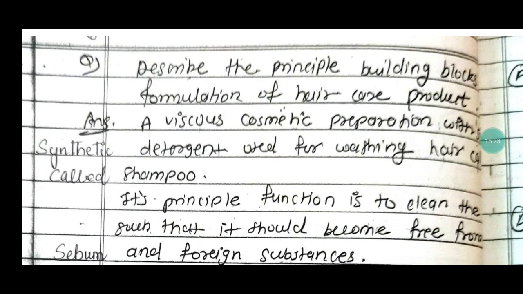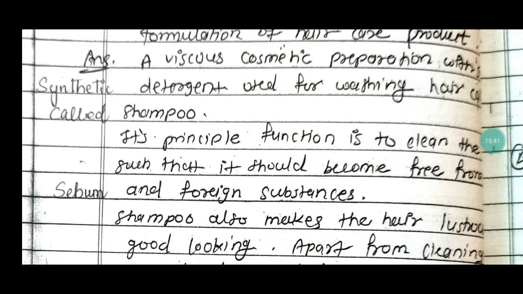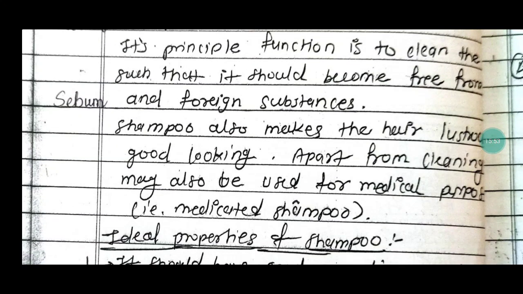So the next question: describe the principal building blocks for the formulation of hair care products. A viscous cosmetic preparation with synthetic detergent used for washing hair is called shampoo. Its principal function is to clean the hair and the scalp so that they become free from sebum and foreign substances. The shampoo also makes the hair lustrous and good looking. Apart from cleaning, it may also be used for medical purposes, like medicated shampoo.